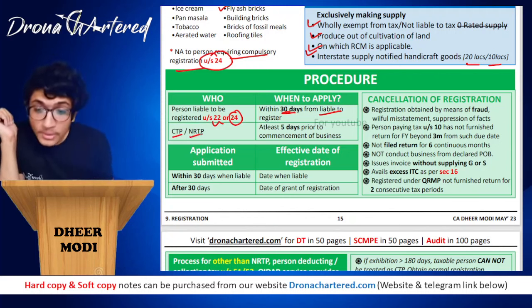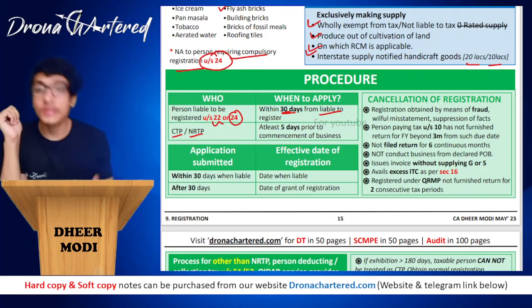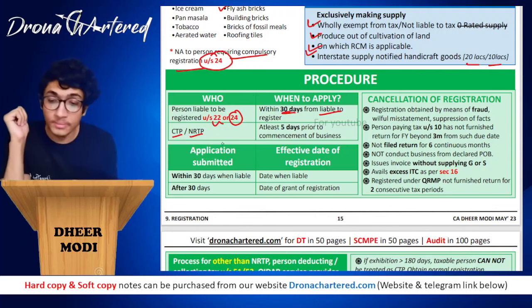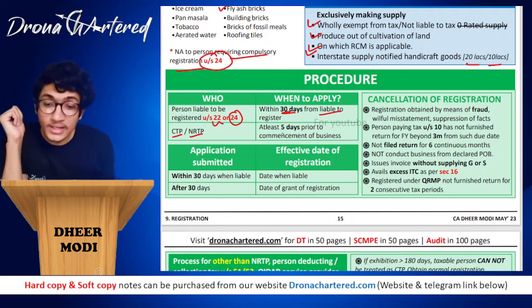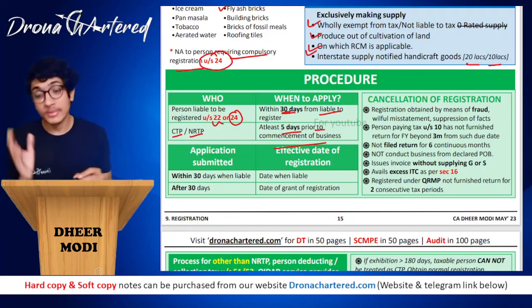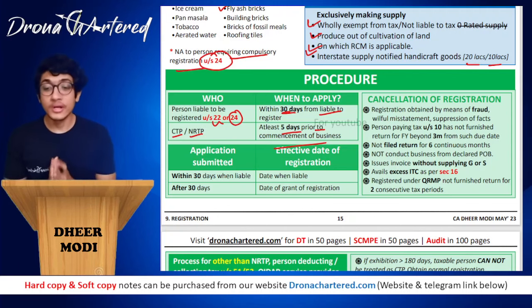And any CTP or NRTP, that is your casual taxable person or your non-resident taxable person, they have to apply at least 5 days prior to commencement of business. 5 days prior to commencement of business, they need to apply for registration.